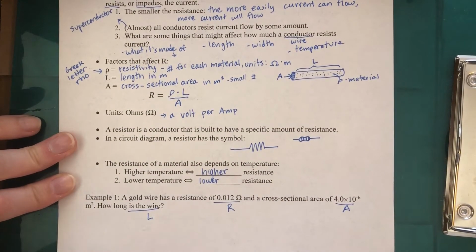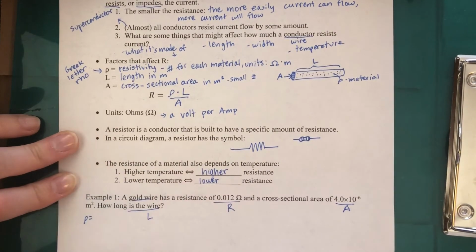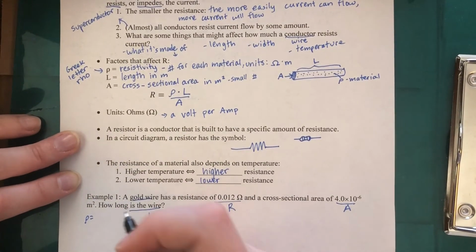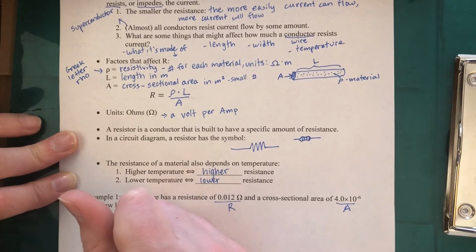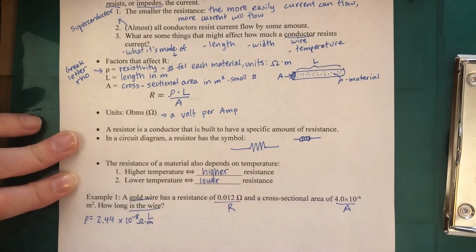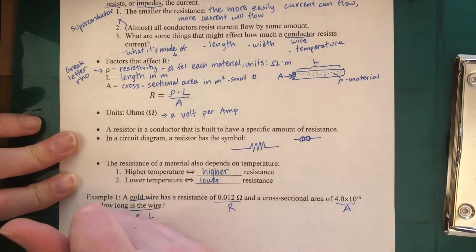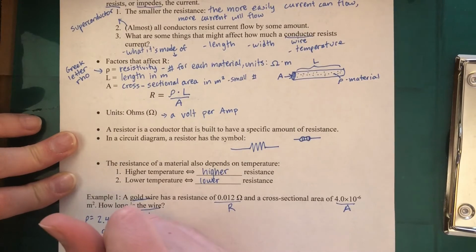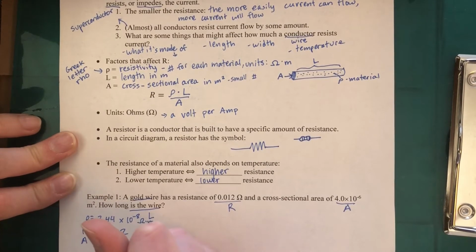And then there's one other variable in our equation, this rho. Because it says gold, I can look at the table on page 4 of the reference table, and it tells me that this rho is 2.44 times 10 to the negative 8 ohm meters. So I'm going to use R is 0.012 ohms. Area is 4.0 times 10 to the negative 6 meters squared.